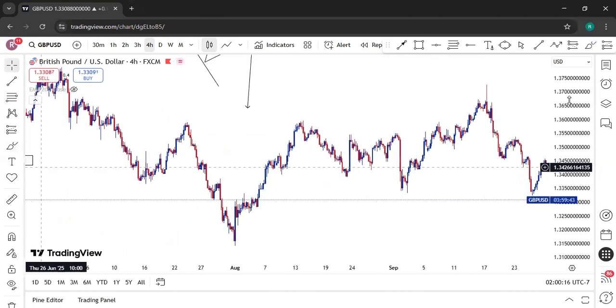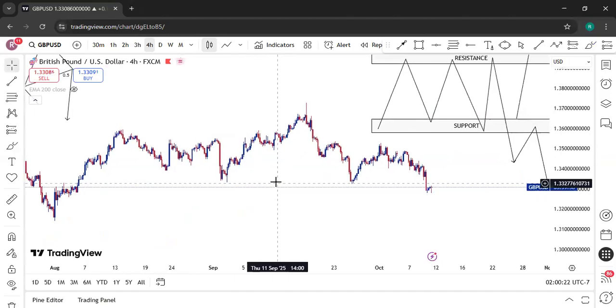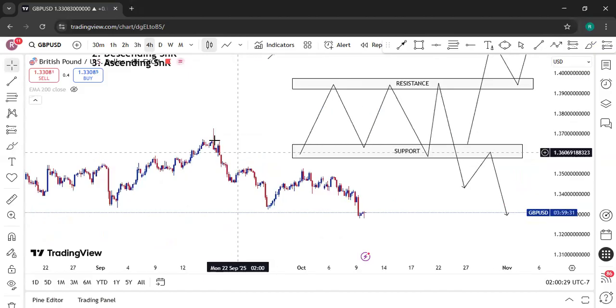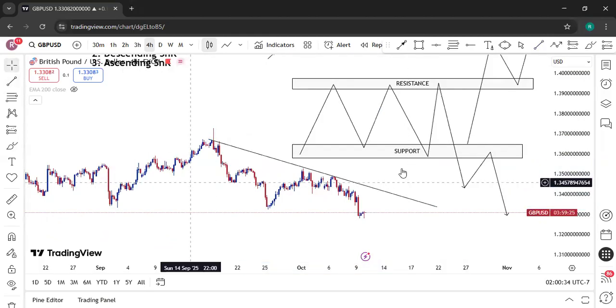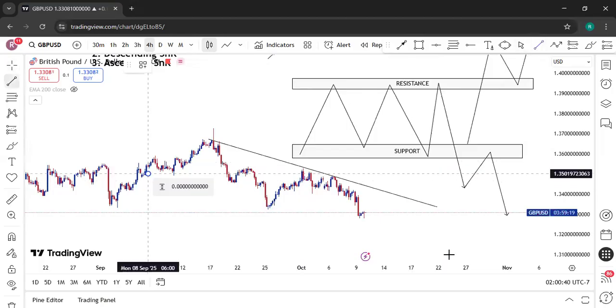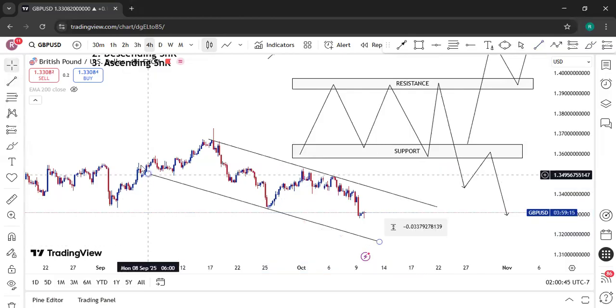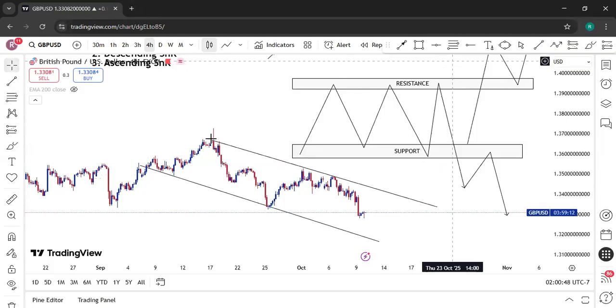Okay, so now let's look for an ascending support or a descending SNR level. From what I see currently on the price chart, this is a descending SNR, a descending support and resistance level. So you can see that price has been moving around this support from here. It pushed to the upside and this acted as resistance. And then we saw this drop again, right?